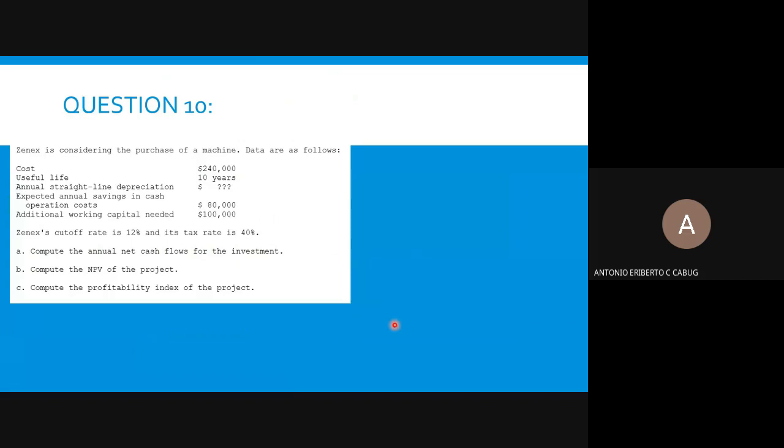Okay, last question. Last question. Everyone please answer. Ilagay nyo na yung sagot for A, B, and C.